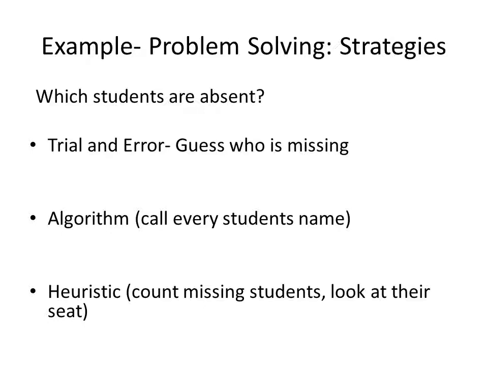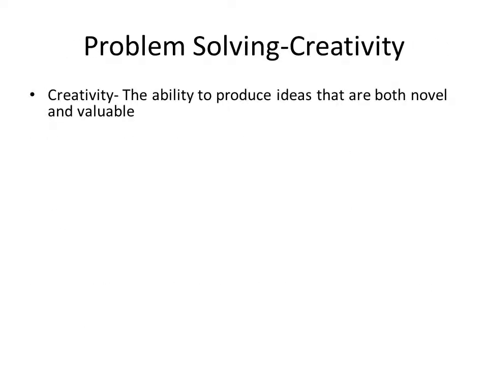Or I can count the missing seats. So I have 3 students that are absent, and those are the seats in which they usually sit. So I'm going to assume that they are absent. The problem with that is students can change seats. So heuristic is like the shortcut. Algorithm is where you try every single person's name, going in alphabetical order, and trial and error is just selecting, kind of shouting out at random. Which is going to give you the best answer? The algorithm.